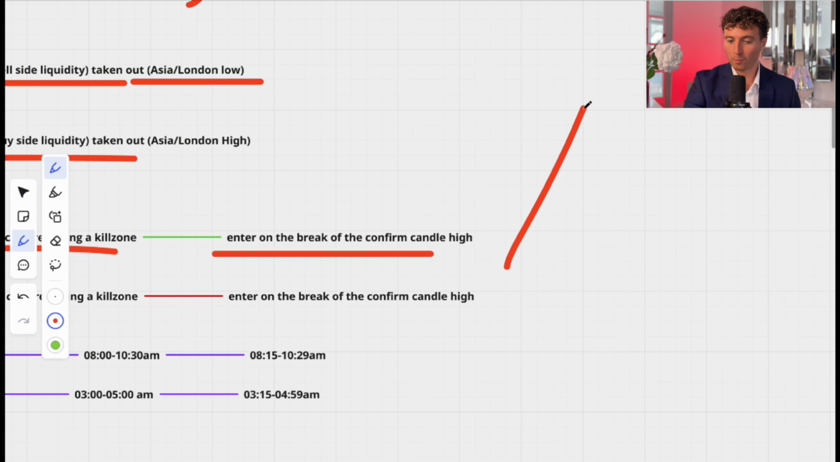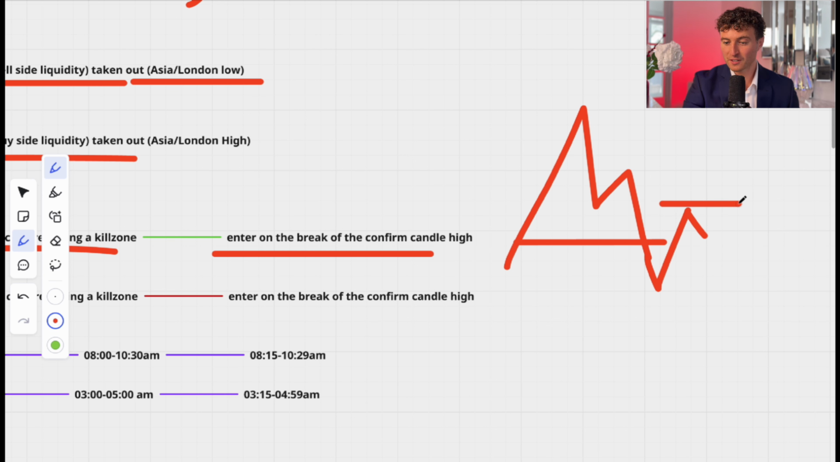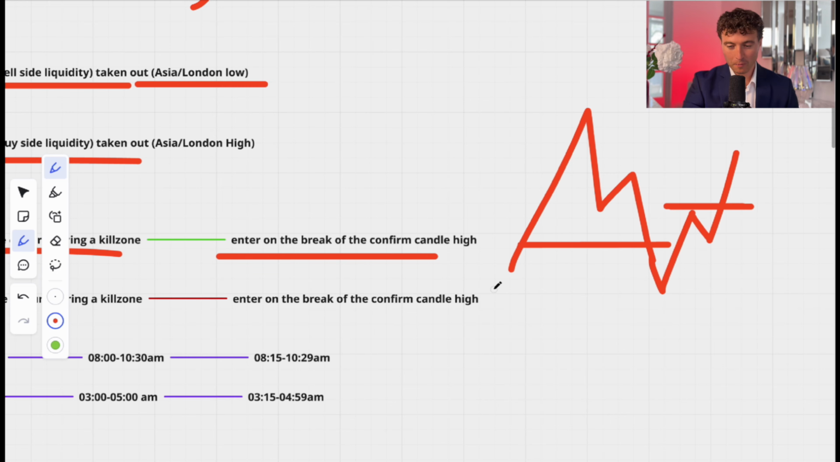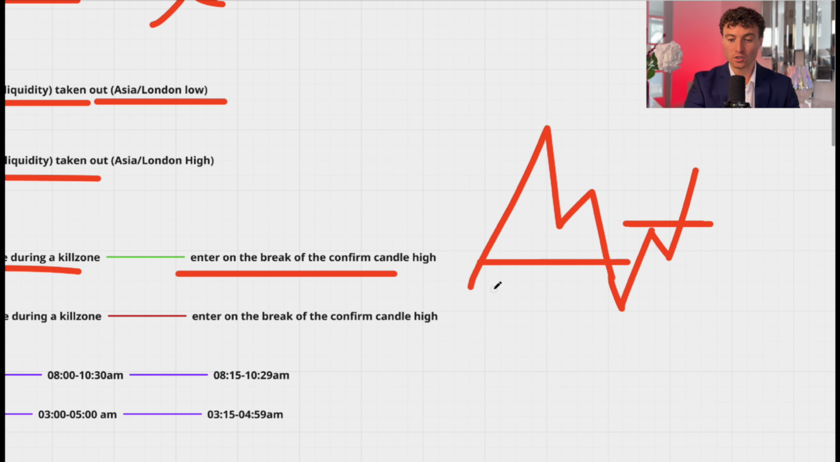So let's say that we're long bias. We've raided sell side liquidity. We then need to see a 15-minute bullish confirmation. And let's say that this is the 15-minute bullish candle high. We then want to enter a buy position on the break of this high right here. This would be a 15-minute bullish confirmation. It's very important that this has to occur during a kill zone. So this could be during the London or New York kill zone.